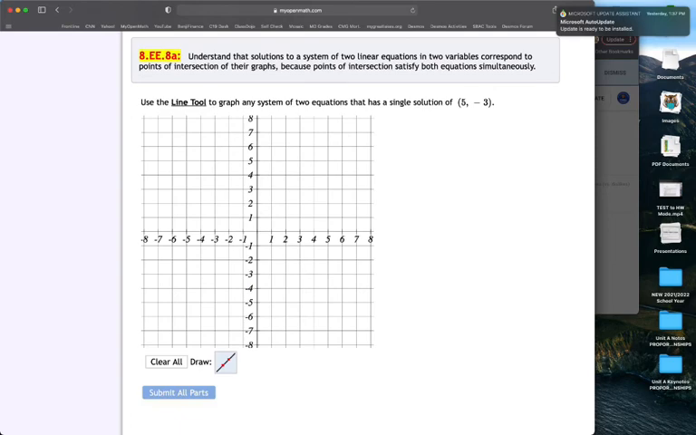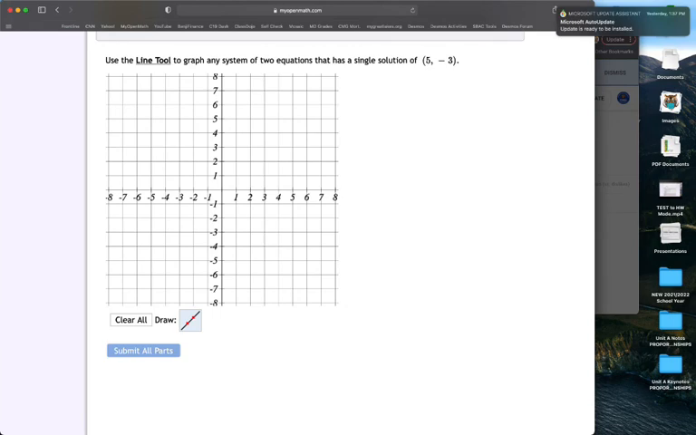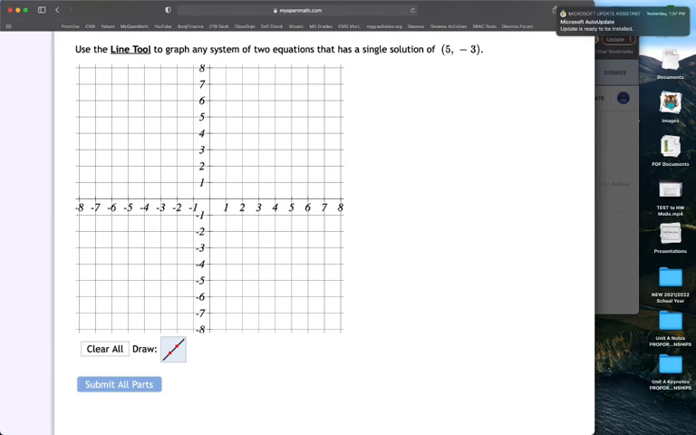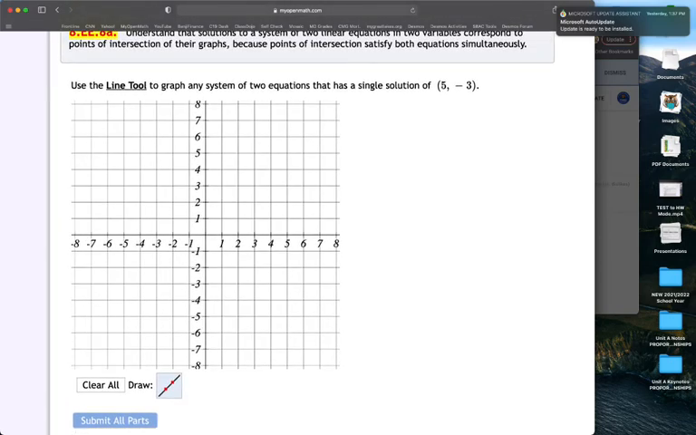In the standard 8.EE.8a, where we are asked to understand that solutions to a system of two linear equations in two variables correspond to their points of intersection on their graph, we may be presented with a problem like this one, where we are asked to use the line tool down at the bottom to graph any system of two equations that has a specific single solution. In other words, that would be where the two lines would be crossing each other.